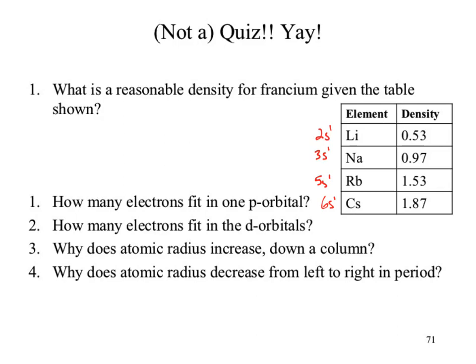Okay? When we move to the next one, atomic radius decreases from left to right. So let's look. We've got lithium. Oh, I can't do that. We're going to do it this way. I'm going to have to rewrite it. Lithium, the last electron was, I already forgot, 2s1.